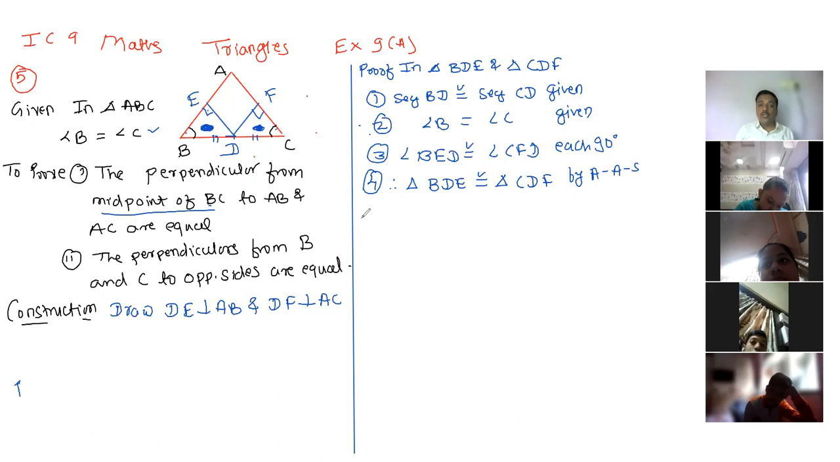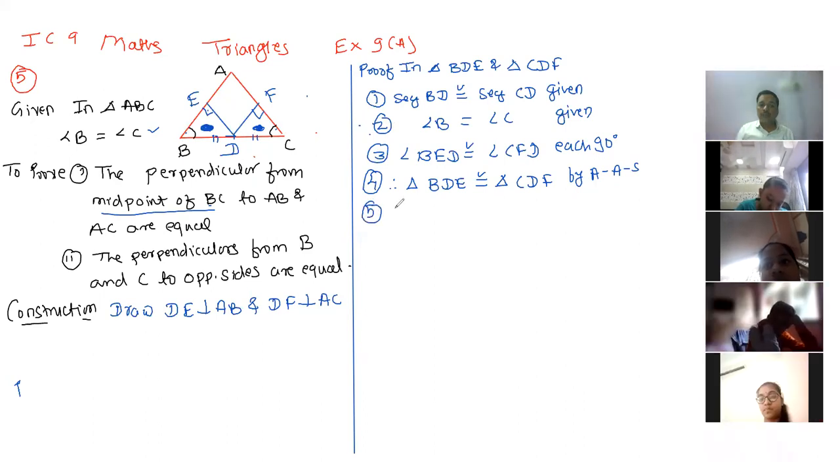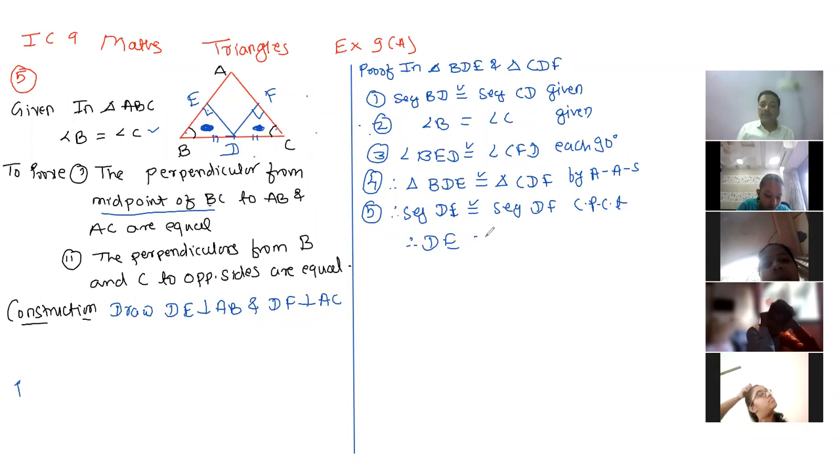If two triangles are congruent, their corresponding parts are also congruent. So therefore side DE congruent to side DF, corresponding parts of congruent triangles. We had to prove them equal. Therefore DE is equal to DF. So what was the first part to prove? The perpendiculars from the midpoint of BC to AB and AC are equal. That we proved.